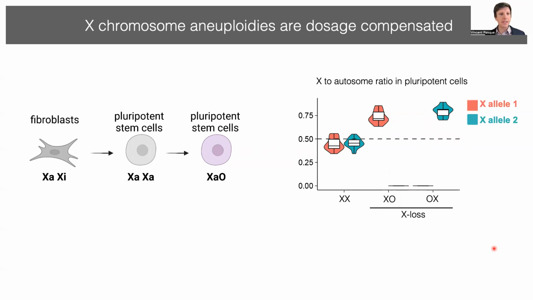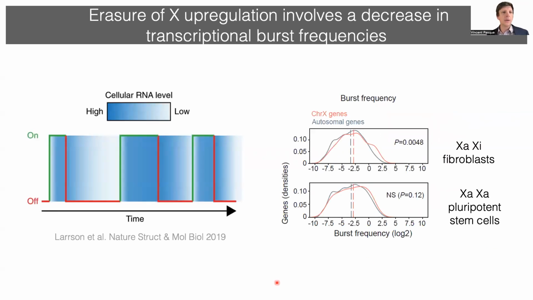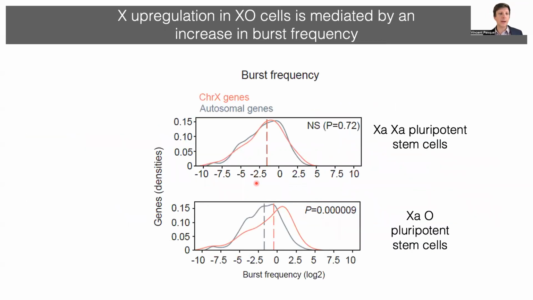So how is this regulated? Well, we know that at least changes in transcriptional burst frequencies are involved. One way you can increase gene expression is by increasing the frequency with which productive transcription takes place. And we see that indeed the upregulated active X chromosome has increased burst frequency of transcription, and this is reversed during reprogramming.